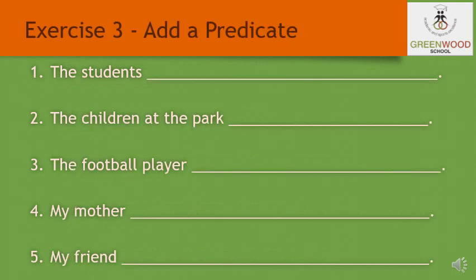Let's move to exercise 3. Now, over here, you need to add a predicate. That is additional information to the subject. The first one, the students dash. You can add your own answers. Second, the children at the park dash. Third, the football player dash. Fourth, my mother dash. Fifth, my friend dash. Take your time to answer these.